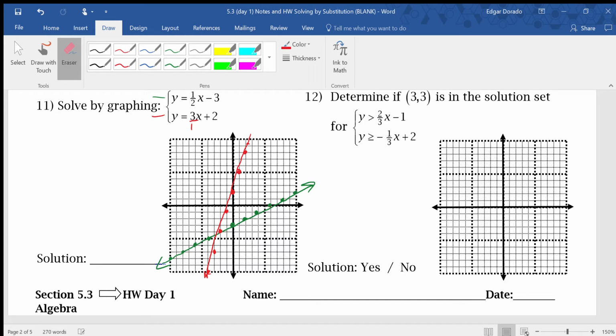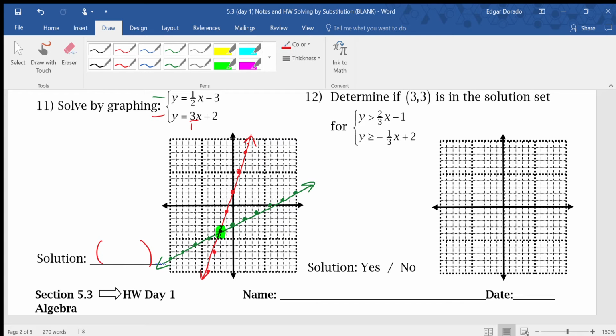This is taking forever. Okay, let's try it one more time. Let's try to go through that actual point. A little better, okay? But now we can see that right here is our intersecting point of both of those equations. So that will be our solution.